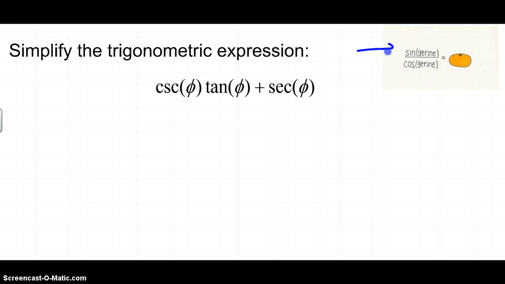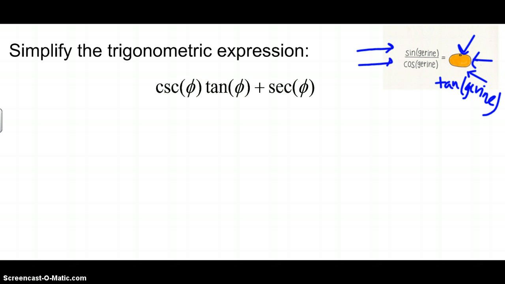Over here, we've got sine over cosine will equal tan. Get it? Fruit. Okay, back to the math.